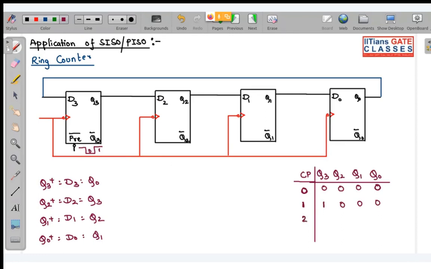Now what will happen in the second clock pulse? If you look over here, this Q0 is fed back to Q3. So this 0 will come over here, and this 1 will move over here. This 0 will come over here and this 0 will come over here. Once again, this 0 will be fed back in the third clock pulse, so this will become 0. This 0 will shift over here, this 1 will shift over here, and this 0 will shift over here. Okay.